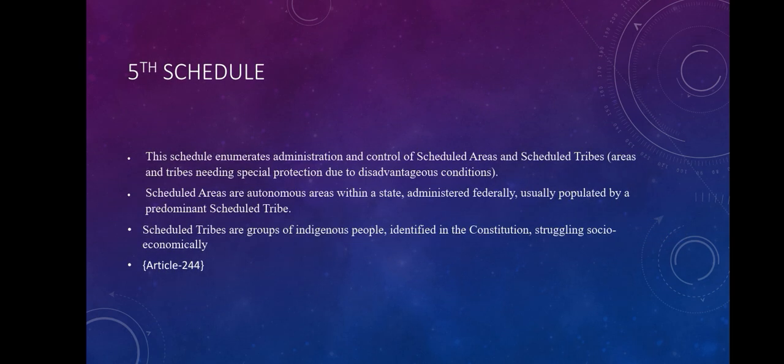With the fifth schedule, this schedule enumerates the administration and control of scheduled areas and tribes needing special protection due to disadvantageous conditions. Scheduled areas are autonomous areas within a state administered federally, usually populated predominantly by scheduled tribes. The scheduled tribes are groups of indigenous people identified in the constitution as struggling socio-economically. The fifth schedule is covered under Article 244.